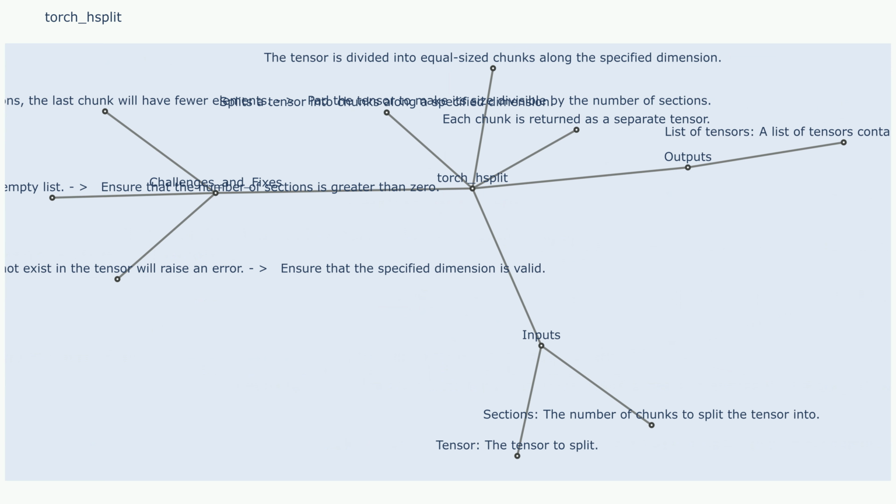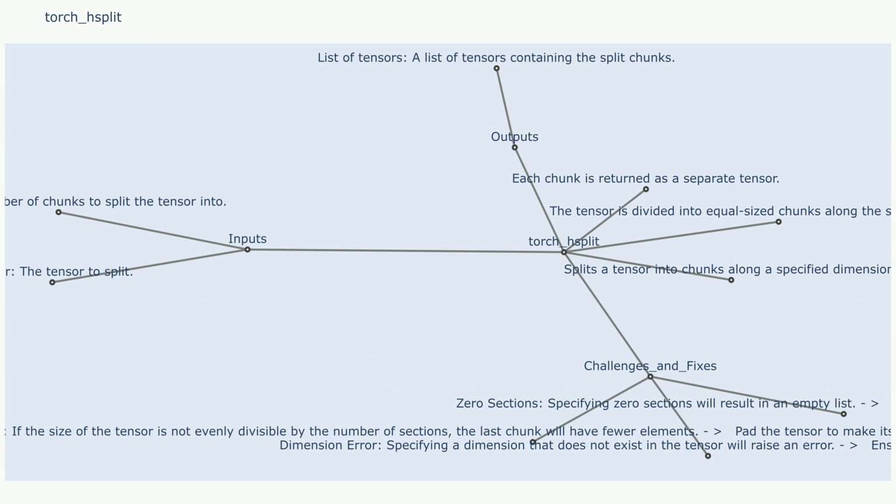Sections, int or list of ints. Optional. This parameter defines how the tensor is split. Integer: if you provide an integer, the tensor is split into that many equal-sized chunks along the horizontal axis.